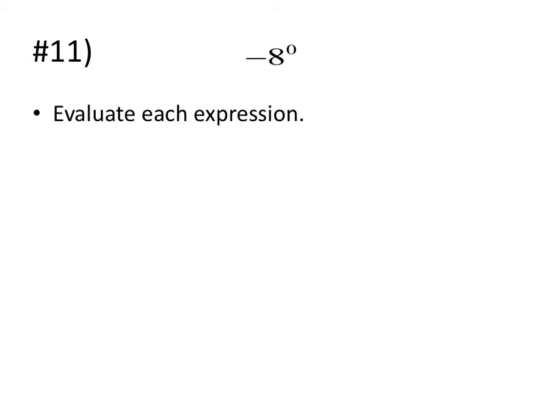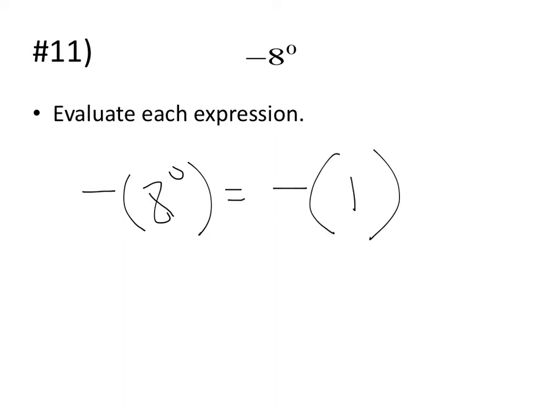Okay? All right. So we're talking about the zero exponent rule. The zero exponent rule says that anything raised to the 0 power is 1. So you just need to ask yourself, what is being raised to the 0 power here? Just 8 is being raised to the 0 power. So this is negative 1, because 8 to the 0 power is 1.